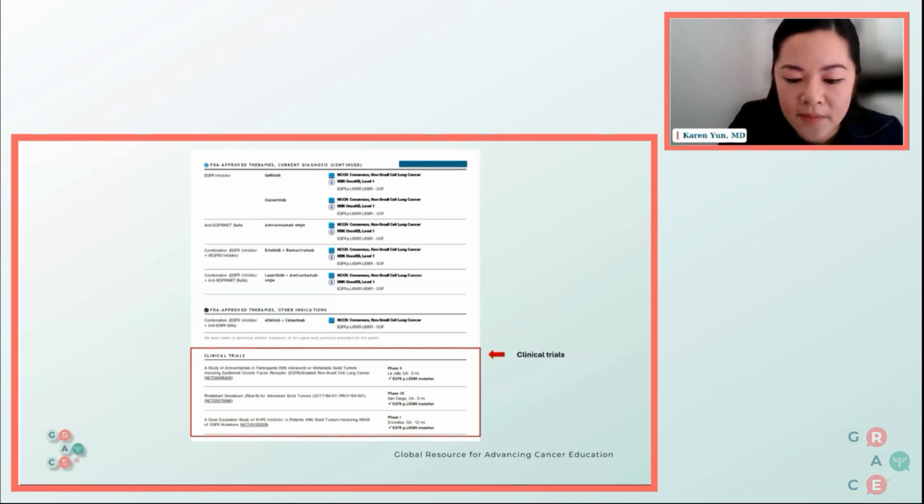either upfront, when you're starting therapy, or thinking about clinical trials when some of the initial therapies stop working.